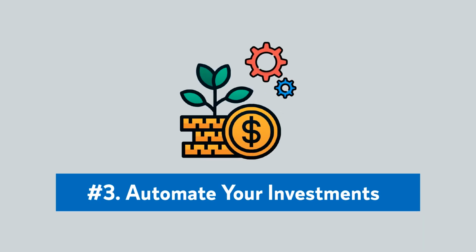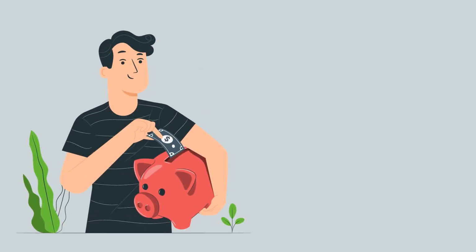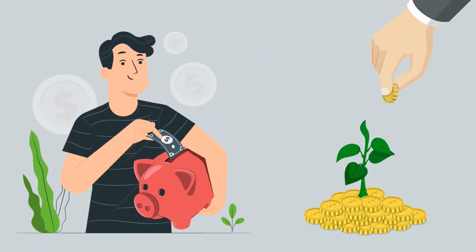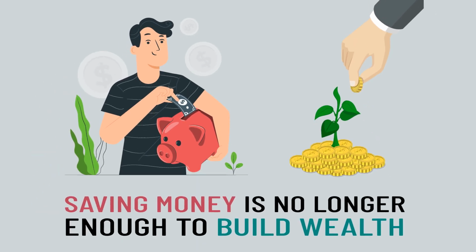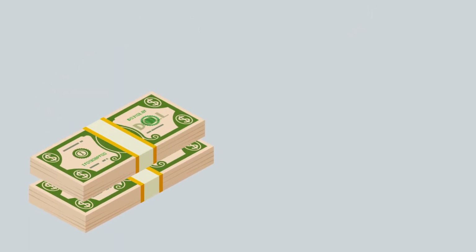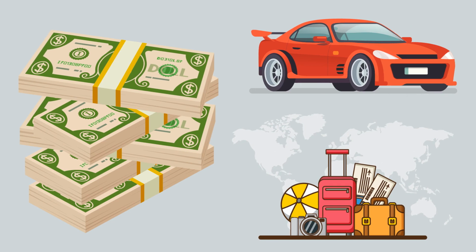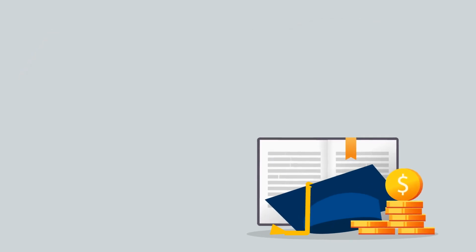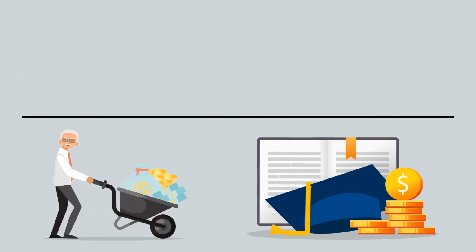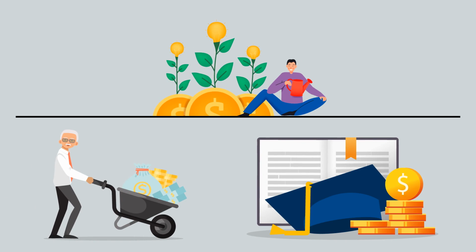3. Automate your investment. Paying yourself first isn't all about saving money, it's also investing. Saving money is no longer enough to build wealth. Saving for short-term goals like vacations or a new car is great. For long-term goals like college funds and retirement, investing is key to building wealth over time.